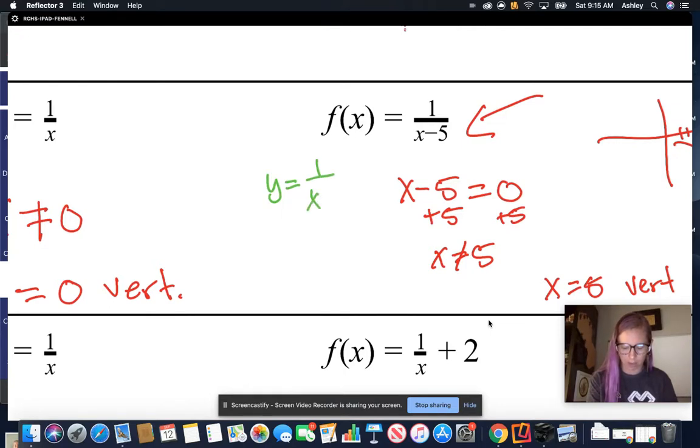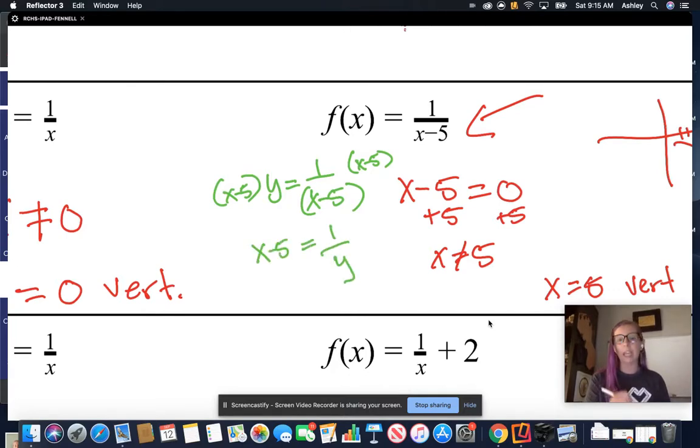F of x is just y dressed up in its fancy function clothes. We have y equals 1 over x minus 5. If I wanted to resolve for x, or get rid of this denominator, I'd have to multiply by the whole thing, x minus 5. Over here, I'd multiply by x minus 5, and then I would divide by y. So I'd get x minus 5 equals 1 over y. If you need more fraction help, holler at me.